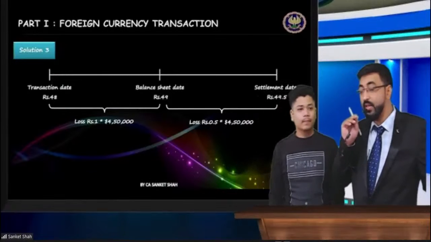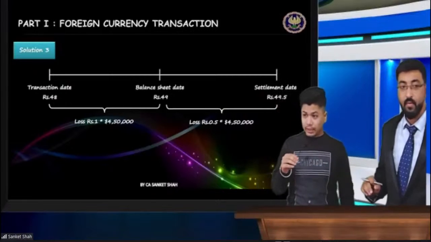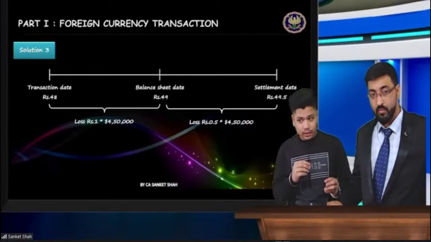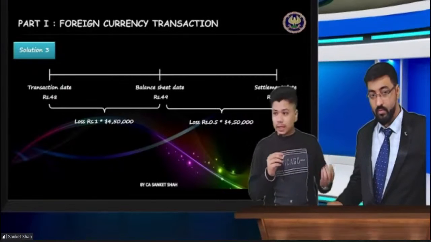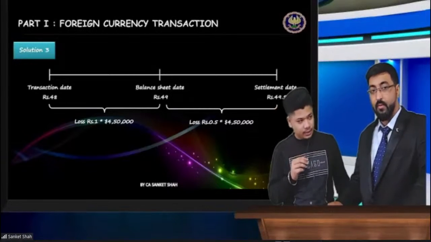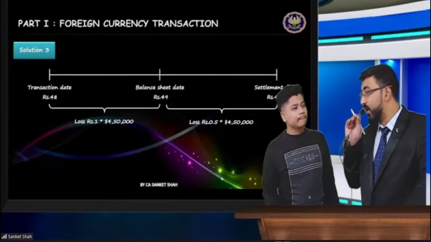Tell me, what is the introduction part of AS 11? It deals with deciding the foreign exchange rate to be used and the effects of changes in the foreign exchange rates in the financial statements. Okay. Can you tell me what is the applicability of this accounting standard?